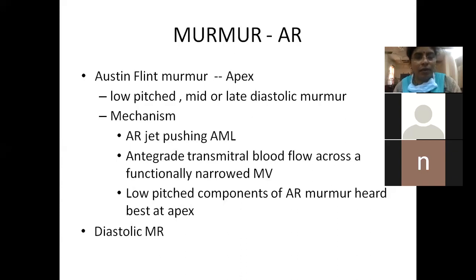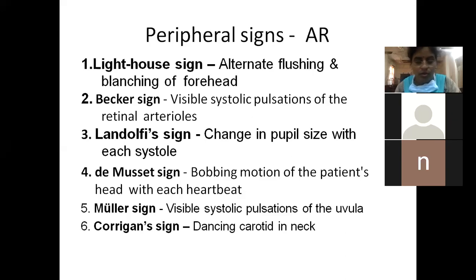Austin Flint murmur, the mid-diastolic or late diastolic murmur heard in the apical area in case of AR, that is called Austin Flint murmur. So what are the differential diagnoses of a mid-diastolic murmur in the apex? One is mitral stenosis. You know very well, there is a mid-diastolic murmur in the apical area. The second one, Austin Flint murmur, that is heard in aortic regurgitation. And the functional murmur in case of ASD. All these are the differential diagnoses of mid-diastolic murmur in the mitral area. Okay, so this is about the auscultation.